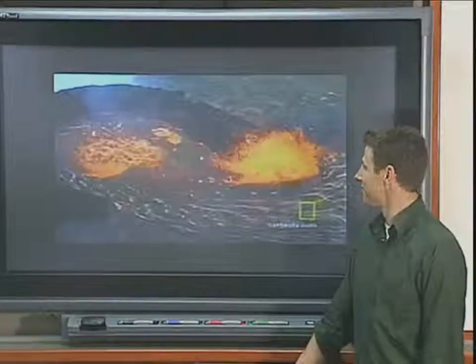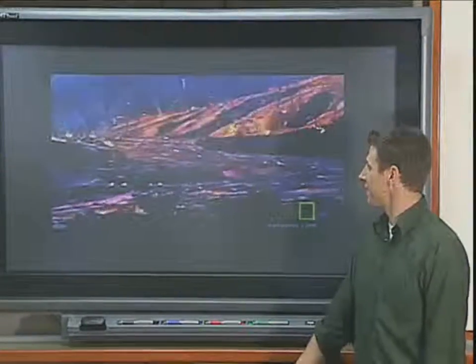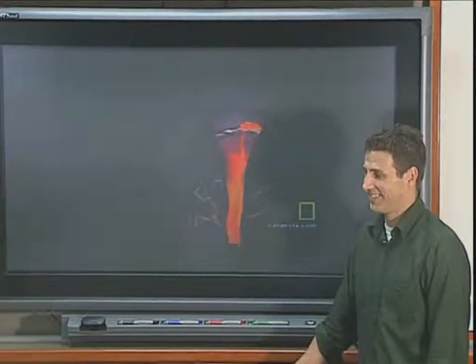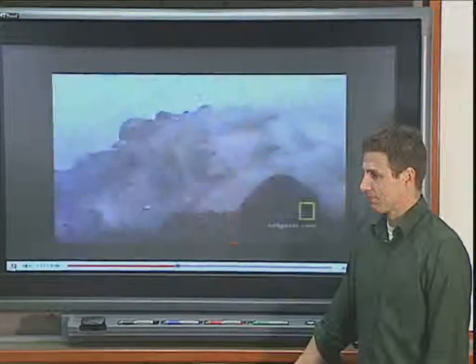But not all lava is the same. Runny lava flows quickly and forms the gentle slopes of shield volcanoes. Thick, sticky lava doesn't flow as far and tends to form the steeper slopes of composite volcanoes.